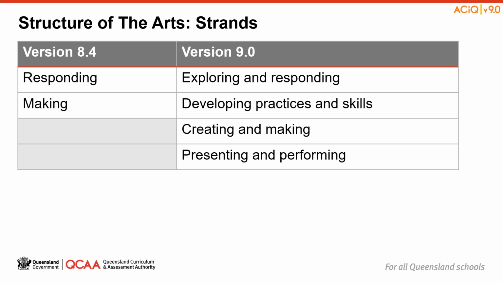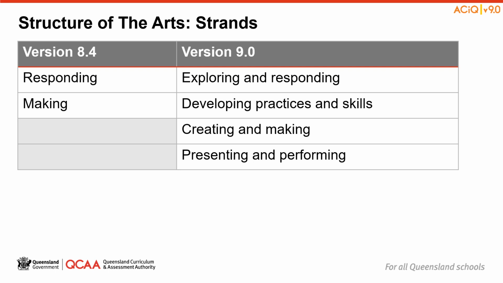The Developing Practices and Skills strand promotes developing skills as both an artist and audience, including creative skills for using and manipulating the elements, principles, conventions and/or processes to develop and communicate ideas, perspectives and/or meaning, as well as critical skills for observing, reflecting, analysing, evaluating and/or documenting their own and others' art-making practices.